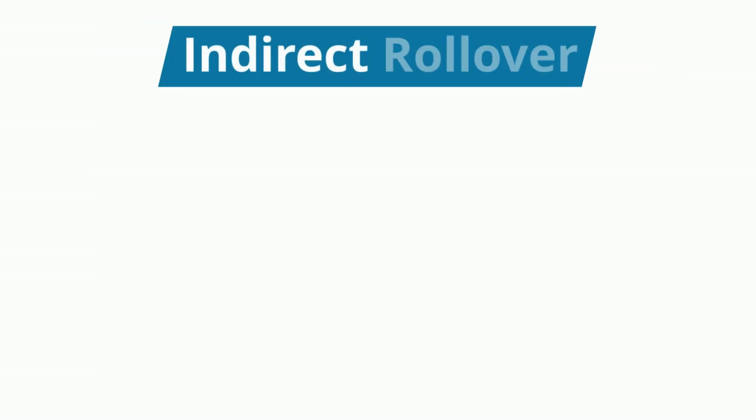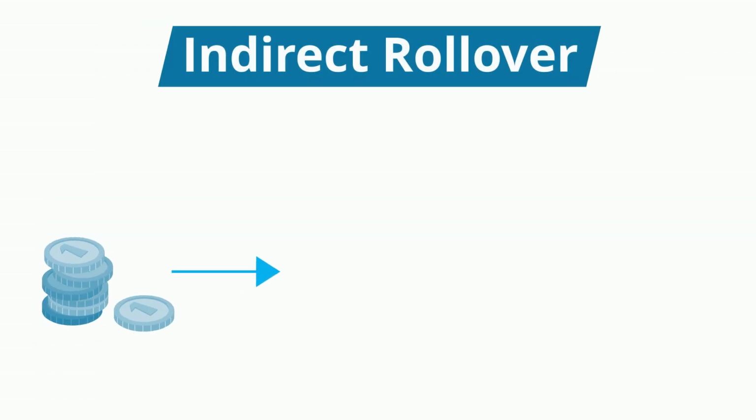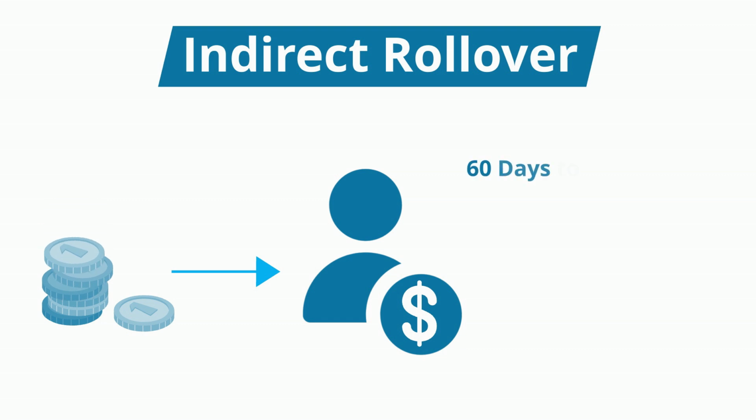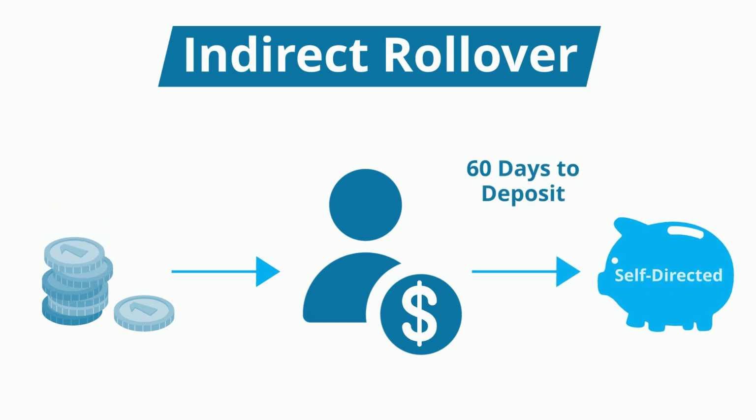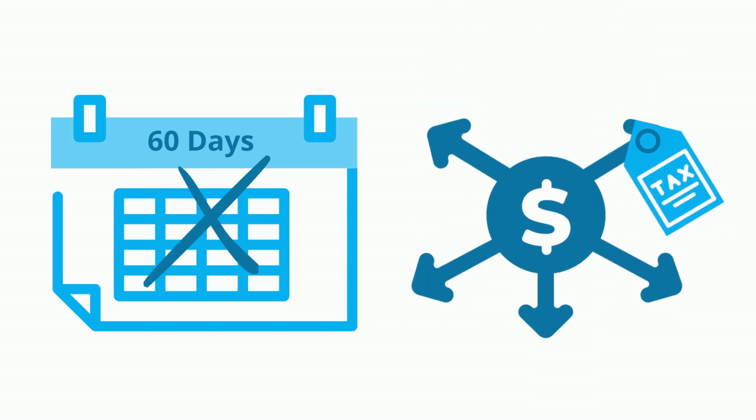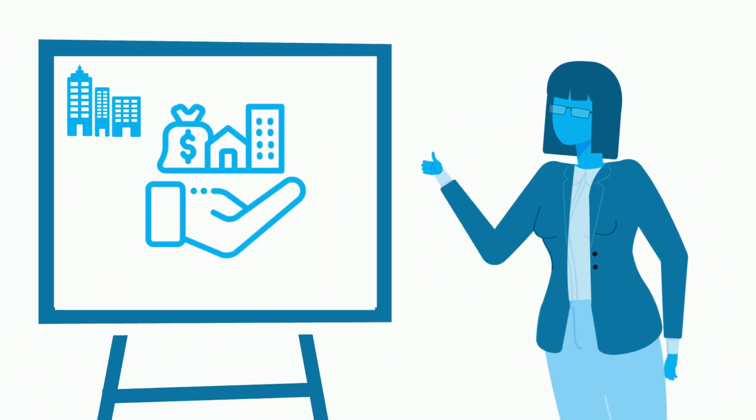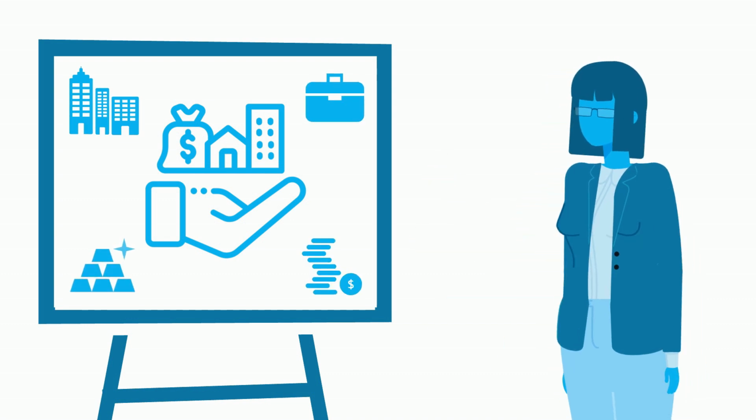With an indirect rollover, funds are first sent to your personal account. You then have 60 days to deposit them into your self-directed IRA. If not completed within that window, the IRS considers it a distribution and you may face taxes or early withdrawal penalties. Once your IRA is funded using one of these methods, you're ready to start investing in alternative assets.